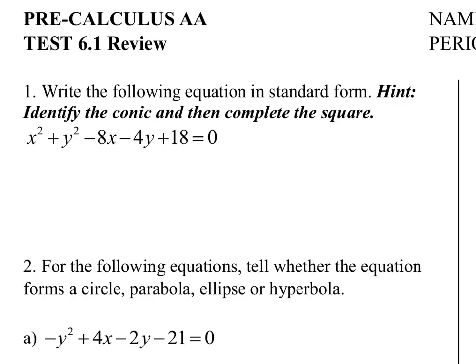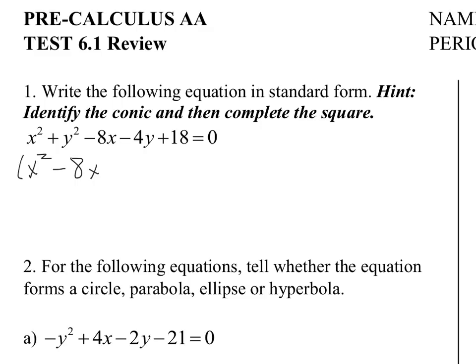Right, Longhorns, we're on test 6.1 review, and we're going to start with question number 1. In this particular question, we have to do a process called completing the square, which you may remember from when we worked in quadratics. So the way we're going to do this is we're going to take our x terms, which we're going to start with x squared, and we're going to subtract the 8x from that, and from here we're going to complete the square.